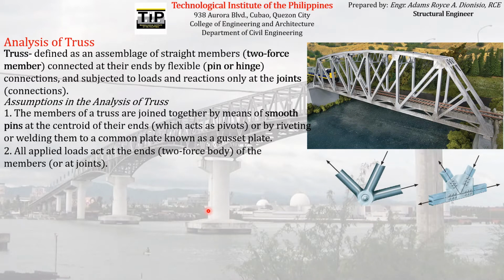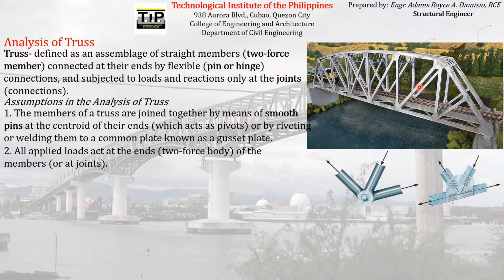So another assumption that we assume when we analyze a truss is that all applied loads act at the ends of the members or at the joints. So ibig sabihin lang ng assumption number 2, if our structure will be carrying a load, yung load na yon pwede mo lang i-apply dito sa mga joints niya. So, bawal siyang i-apply dito sa katawan ng bawat member.